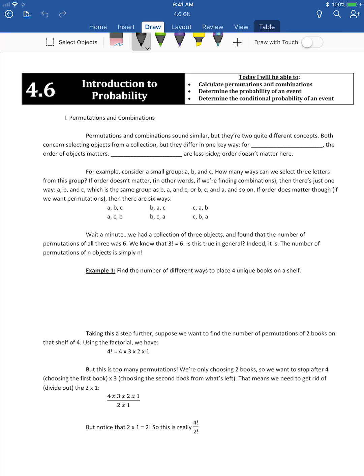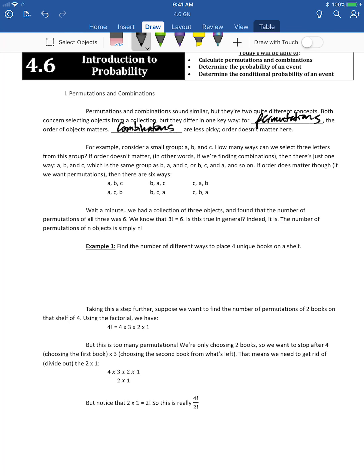For permutations, the order of the objects matters. So the order we're selecting them, the order we put them in matters. Combinations are less picky. Combinations are just concerned with the different groupings. So the order doesn't really matter as long as we're not counting different groups as the same.